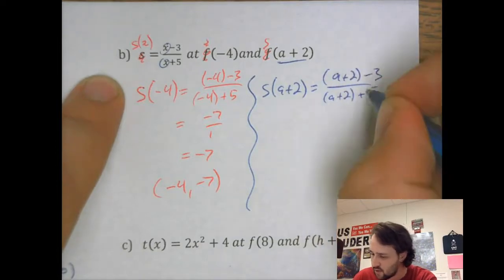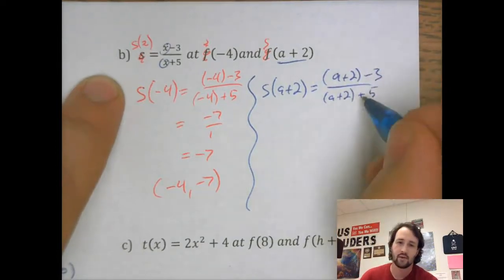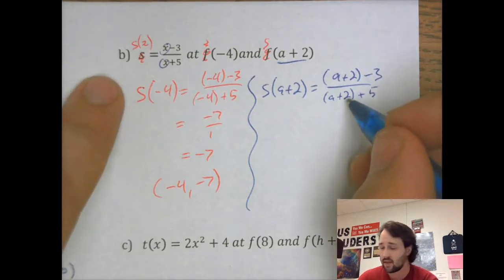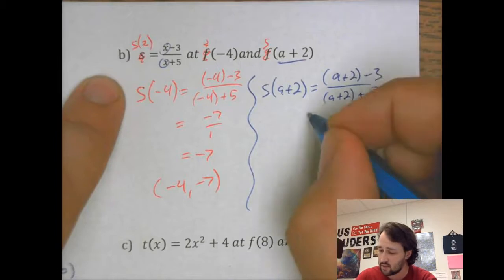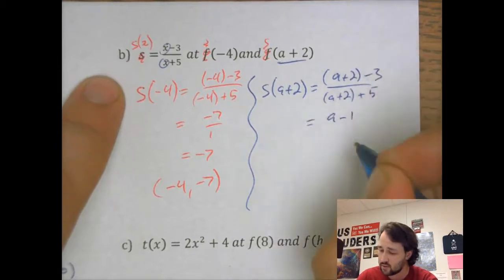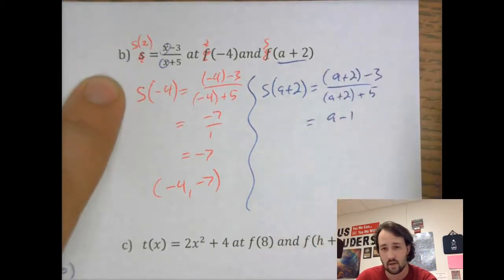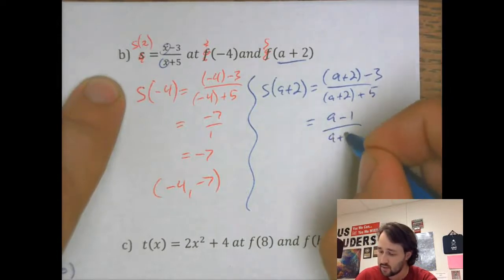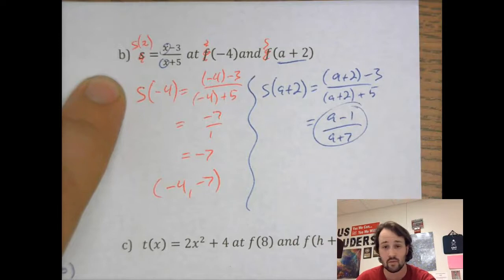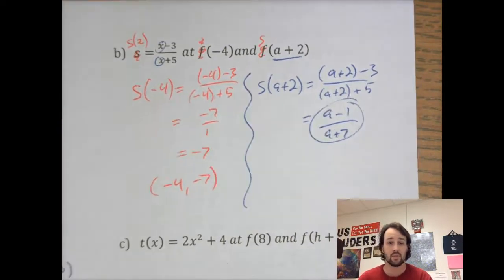I'm just foreshadowing. All right, so I substituted in a plus 2 for the x value, and then I'm just going to simplify. a plus 2 minus 3 would be a minus 1, because there's nothing to distribute, over a plus 2 plus 5, so a plus 7. And that's what we would be looking for. That's probably what your answer choices are going to be.